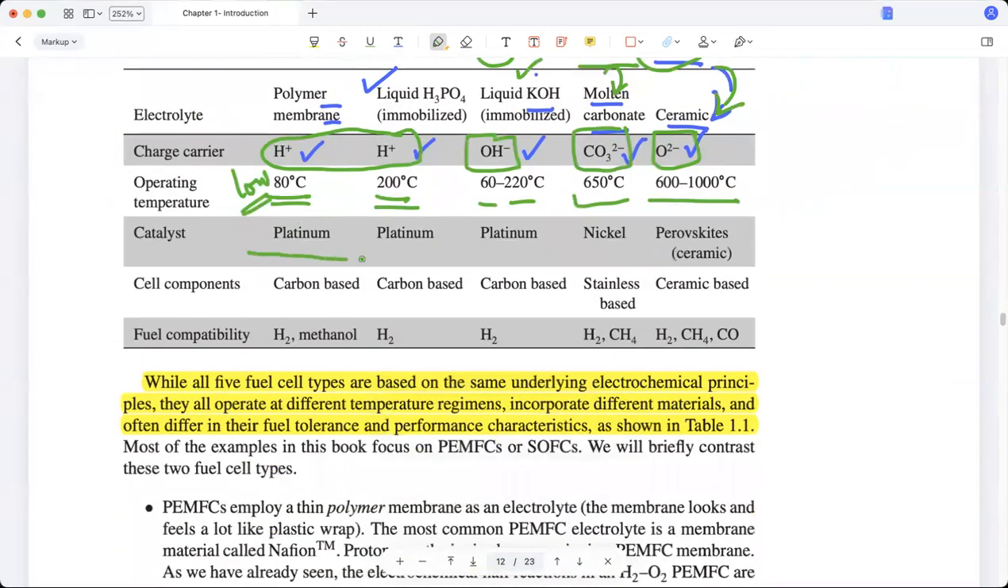Catalyst in all these, it is your platinum. Here it is nickel, and here you have perovskites, which are ceramics. Cell components, they are carbon based for low temperature fuel cells, stainless steel based for high temperature, and ceramic based here. Fuel compatibility, it can take in hydrogen and methanol, hydrogen, hydrogen and ethane, hydrogen, ethane, and carbon monoxide.